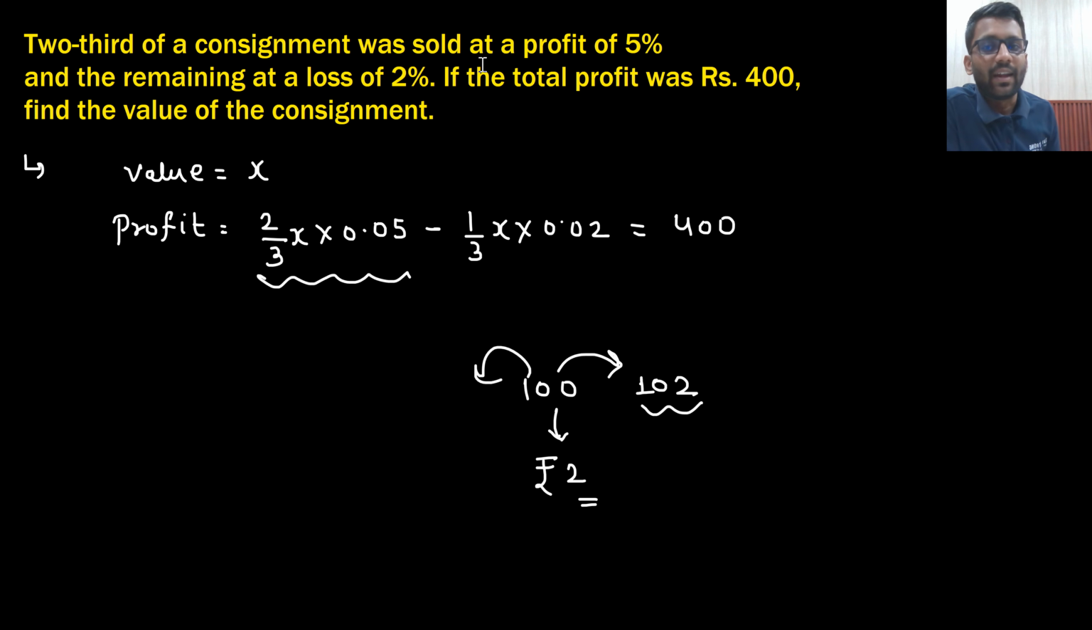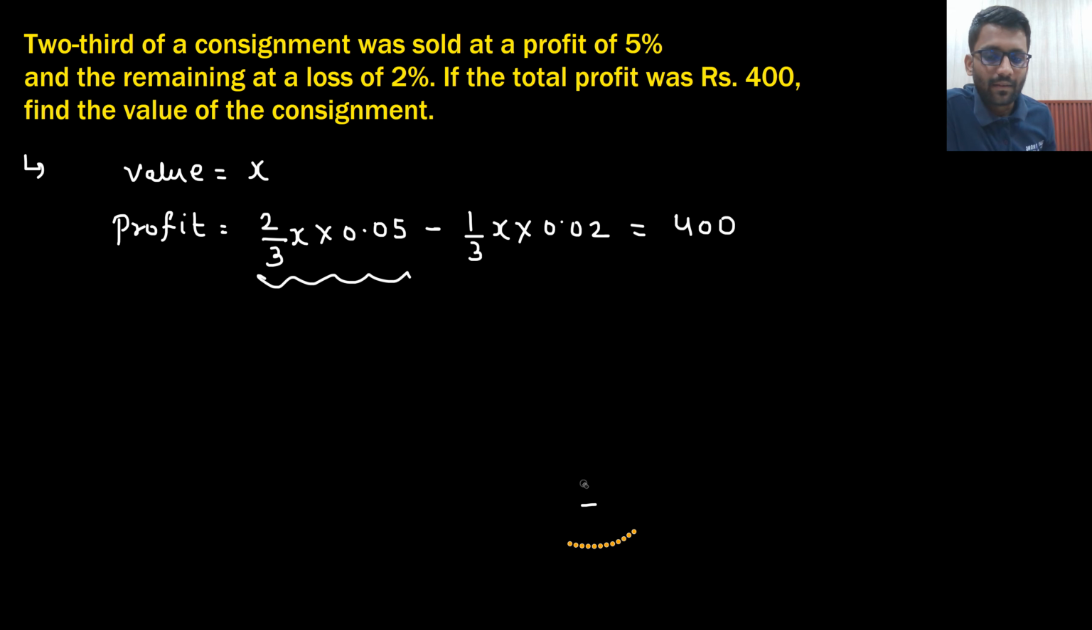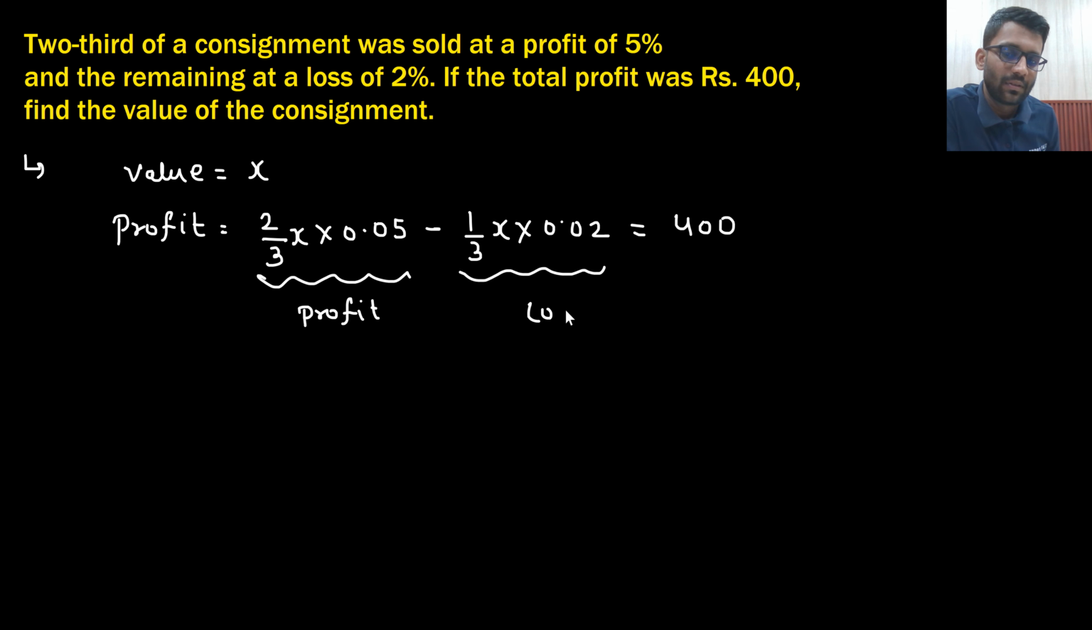So what is the profit here? 2/3 of that, getting a profit of 5%: 2/3 into X into 0.05. That is the profit. And this is the loss. So this will be the total profit, right?